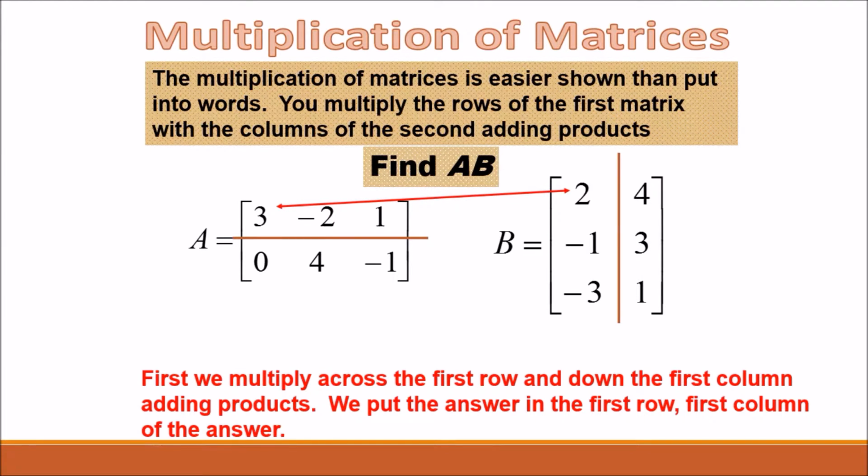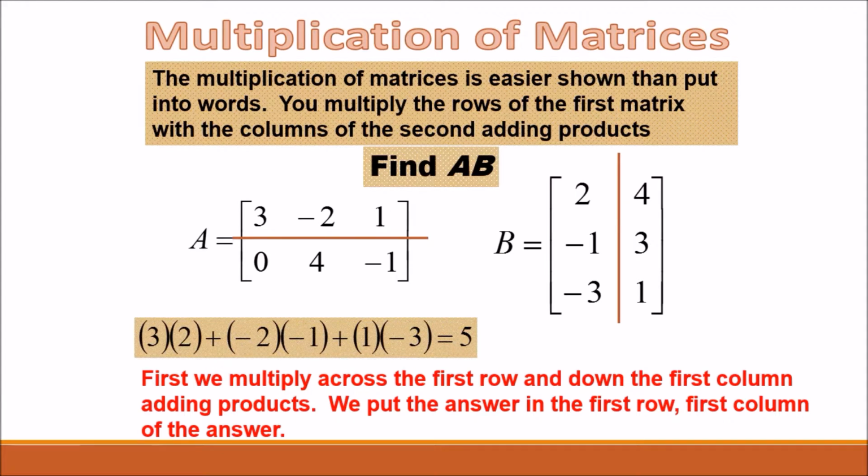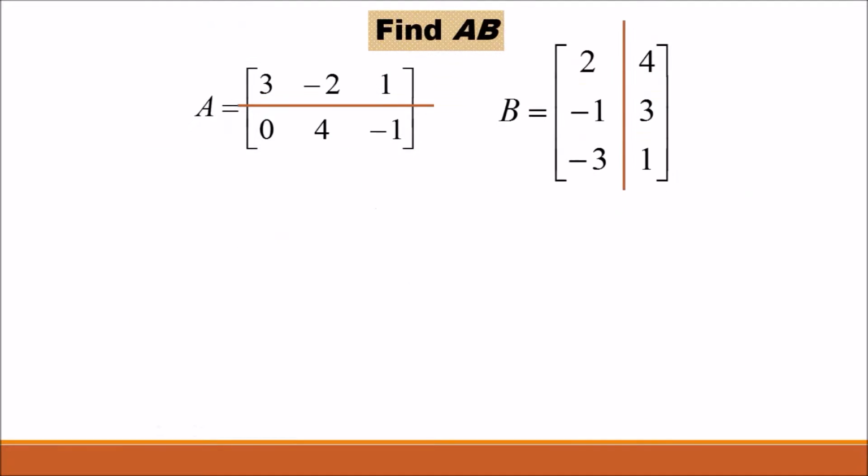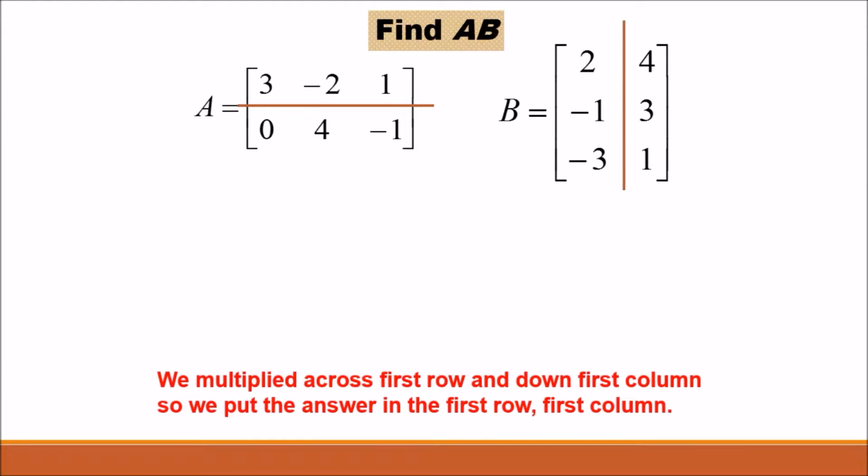Now 3 will be multiplied with 2, then -2 will be multiplied with -1, and 1 will be multiplied with -3, and you can see I have taken the sum of all of these products, which is equal to 5. So we have multiplied across the first row and down the first column, so we put the answer in the first row, first column of our resultant matrix.